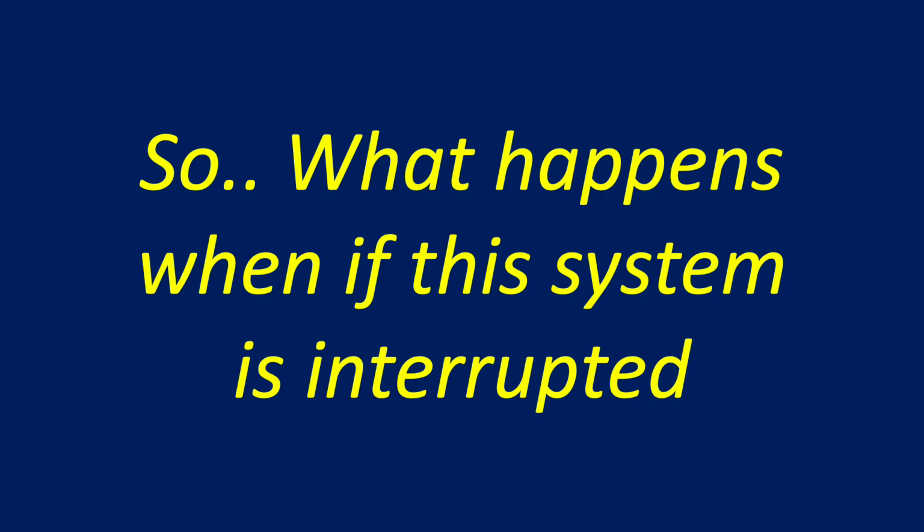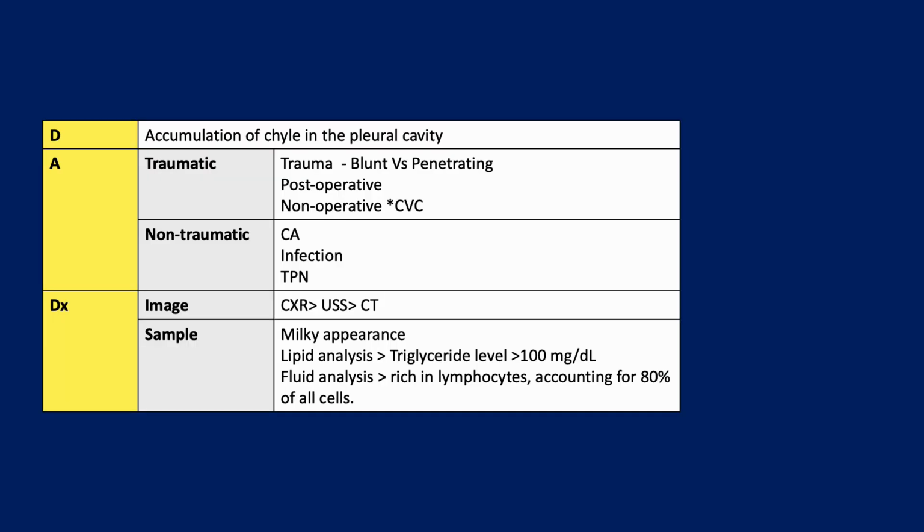So, what happens when the system is interrupted? Chyle leaks can occur when lymph escapes from a thoracic duct or its branches, often due to surgery, trauma or malignancy. Common sites include the pleural space, i.e. a chylothorax, the mediastinum, the perineum and neck. Causes vary by location, but often involve the thoracic or abdominal surgery, lymphoma or congenital defects.